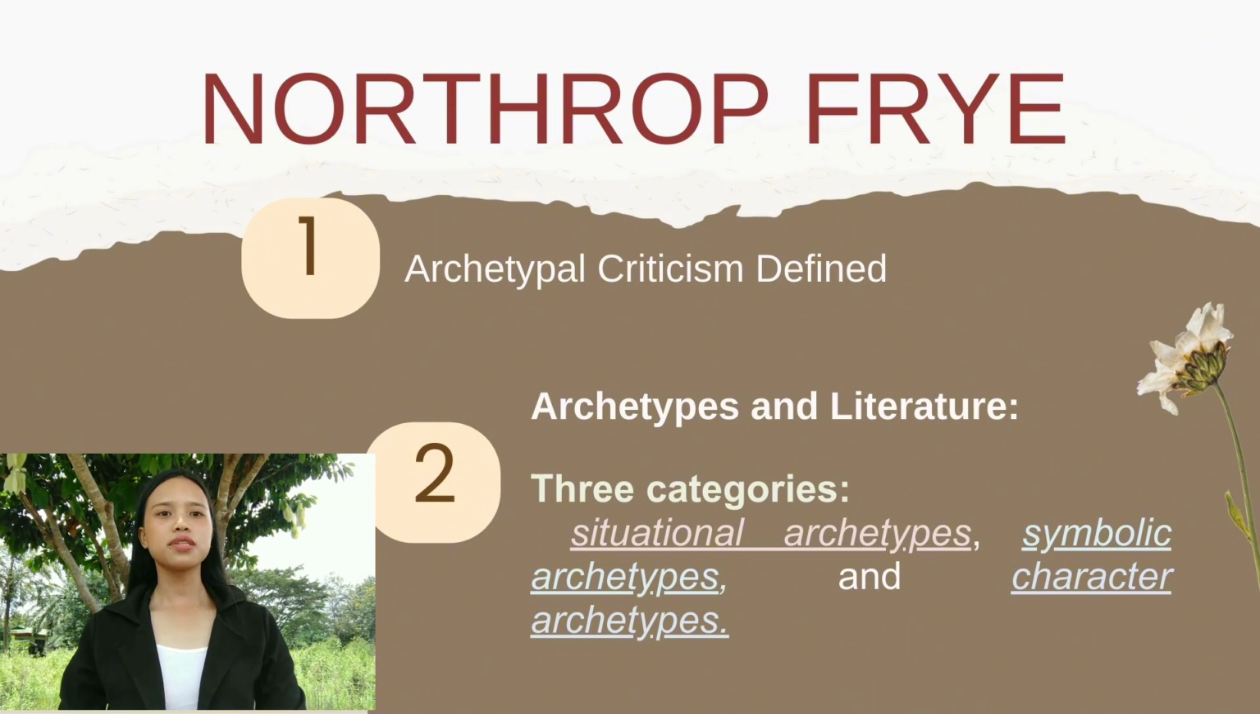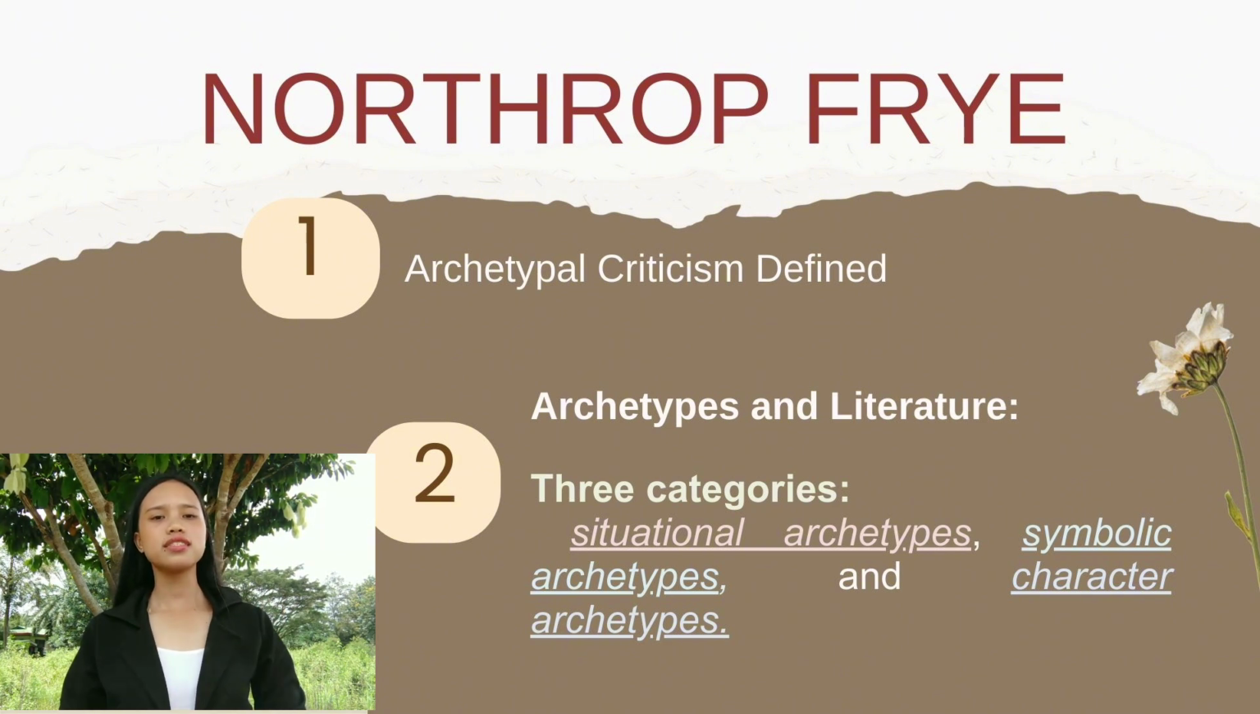Second, archetypes and literature. Frye suggests that literature is built upon archetypal patterns, so he divides archetypal imagery into three categories. First is situational archetypes.